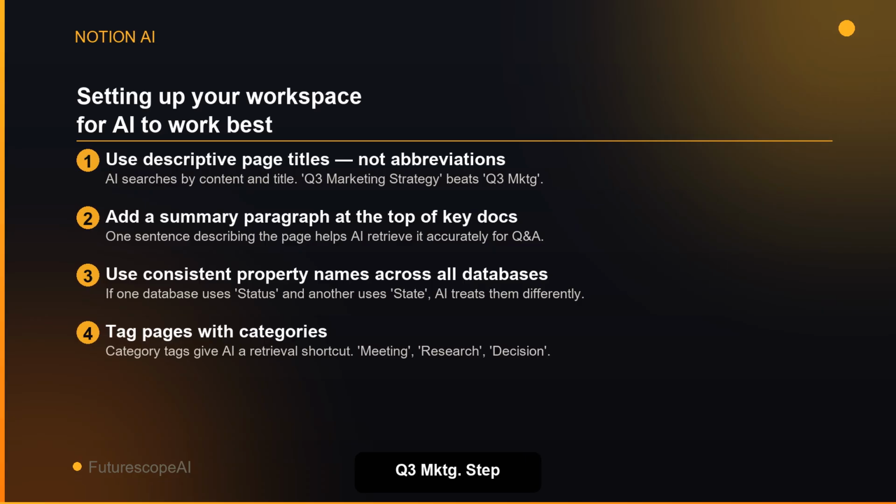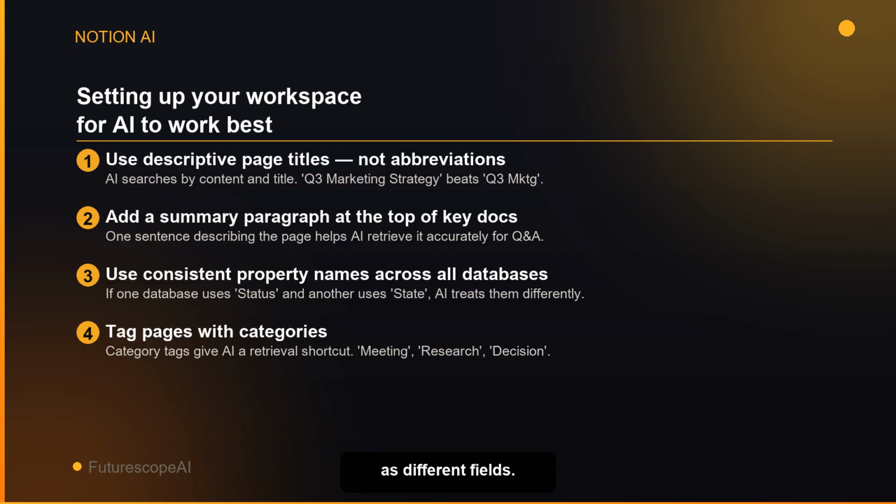Step 2. Add a short summary paragraph at the top of important documents. One sentence describing what the page covers helps AI retrieve it accurately. Step 3. Use consistent property names across all databases. If one database uses status and another uses state, AI treats them as different fields.